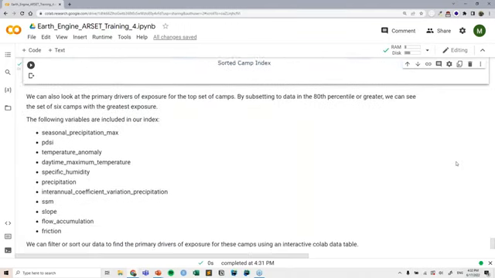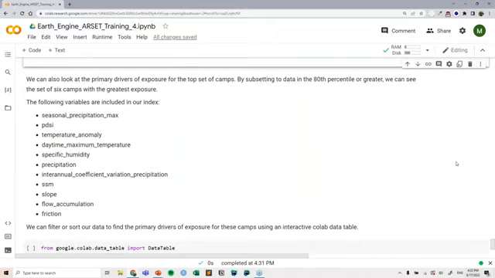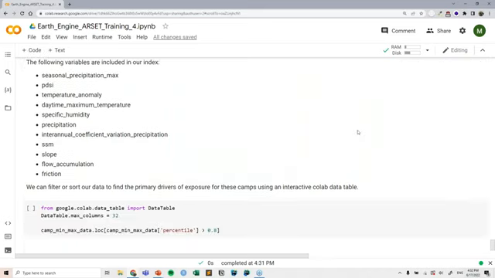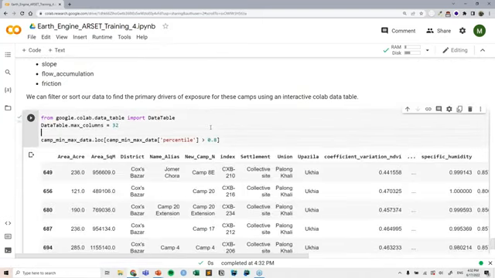So the last step is to look at primary drivers for exposure. And we've done a part of this, but we're giving this as an additional exercise so you can look into the data itself. So one way to do this is to just filter based on a percentile and then create an interactive notebook.